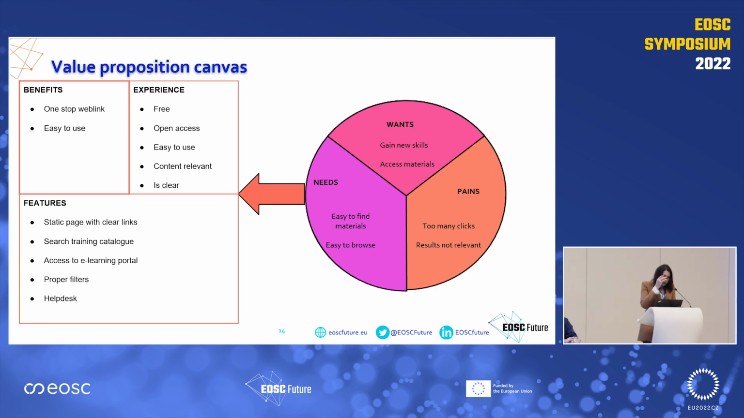In the value proposition canvas for this, it was kind of clear that they want to find materials easily. They want to browse in a very easy way. They don't want to click too many times, and they really don't want results which are not relevant to them. So in the features, we included a static page with links, a very good search in the training catalog, access to the e-learning portal, proper filters, a help desk, etc.